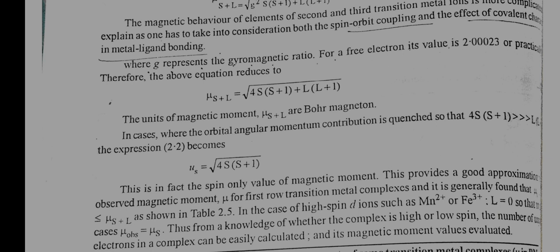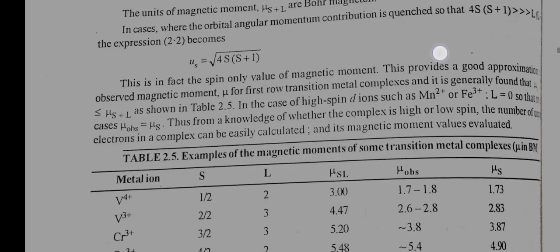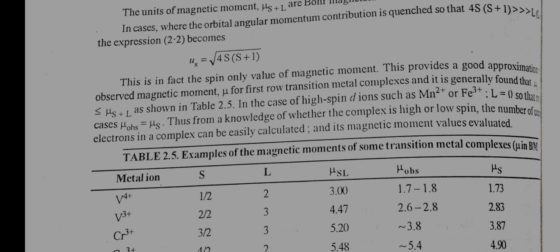In cases where the orbital angular momentum contribution is quenched, so that 4S of S plus 1 is much greater than L of L plus 1, the expression 2.2 becomes mu of S is equal to under root 4S of S plus 1. This is in fact the spin-only value of magnetic moment. This provides a good approximation of the observed magnetic moment mu for first-row transition metal complexes, and it is generally found that mu is less than or equal to mu of S plus L, as shown in table 2.5.